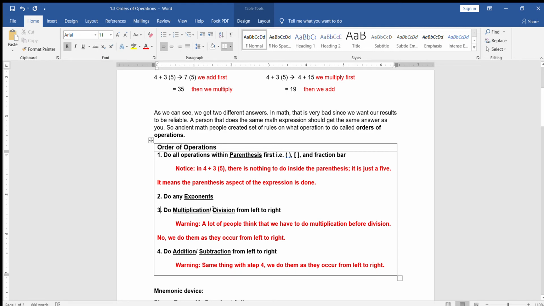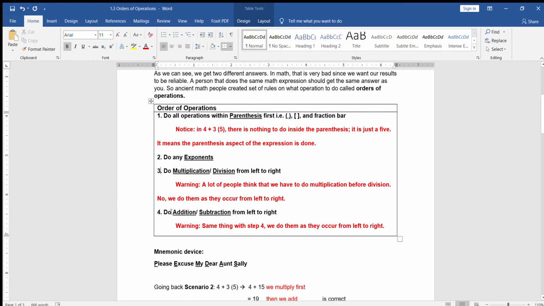Most people get this wrong, but the truth of the matter is that the order we do multiplication and division is the order they occur from left to right. So if division is to the left of the multiplication, we do the division first. And the same thing with addition and subtraction: from left to right. So if subtraction comes first and then addition comes later, we do subtraction first.